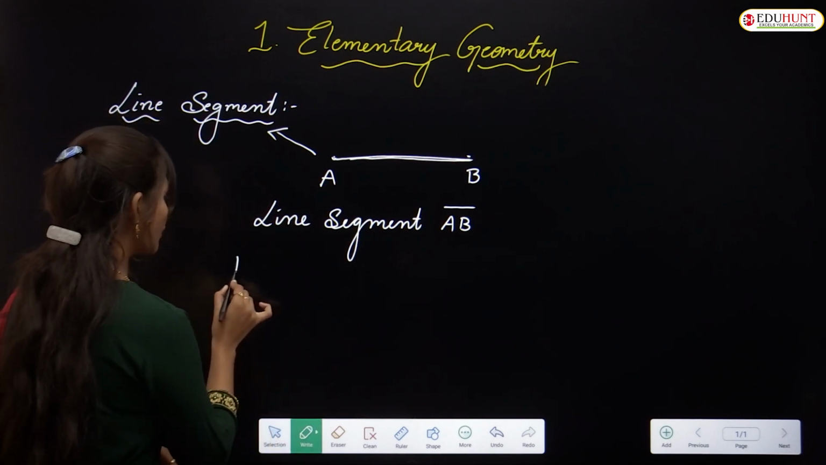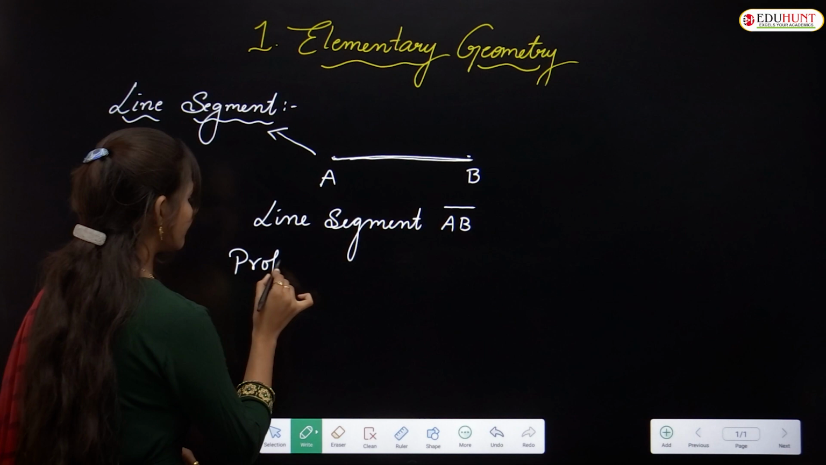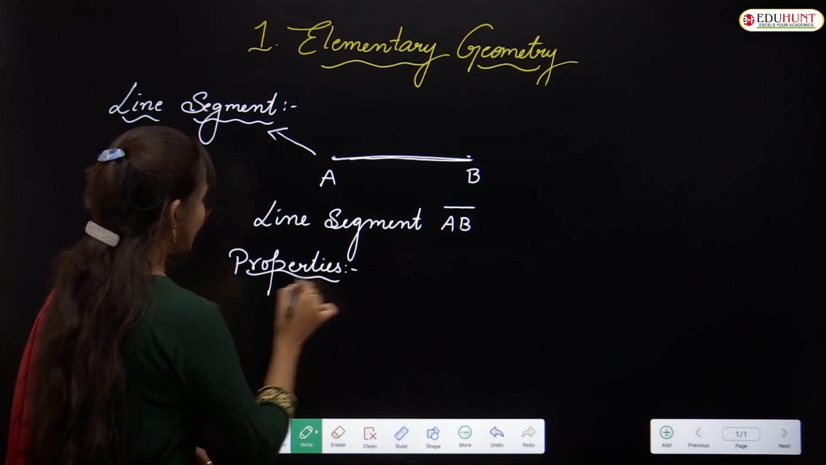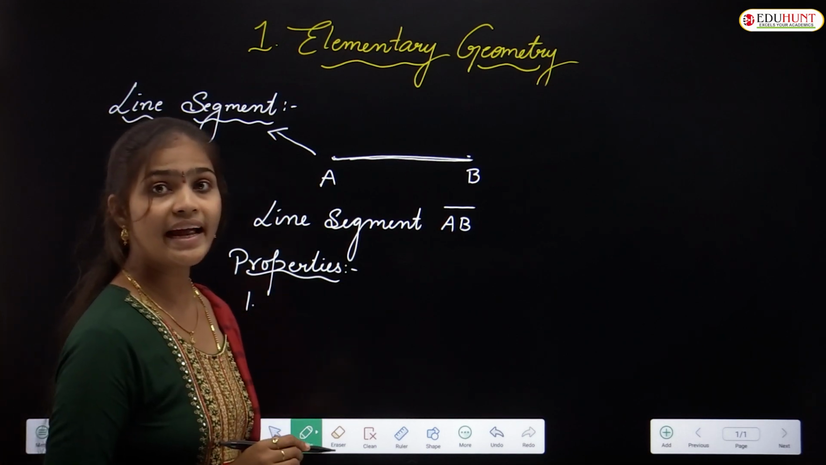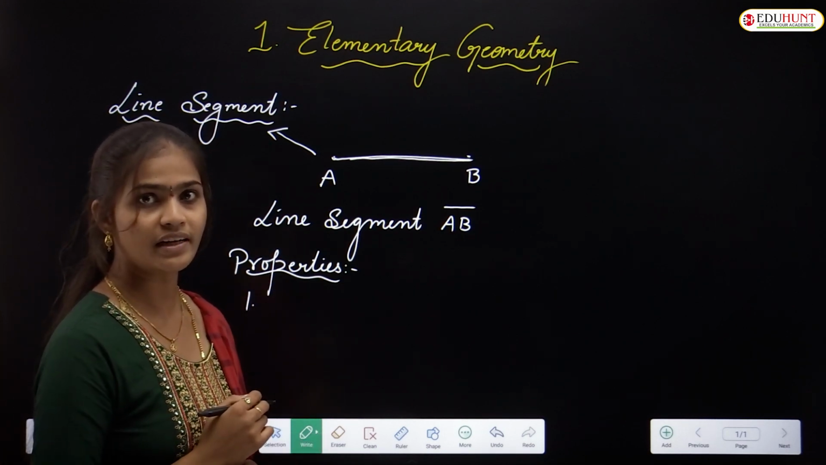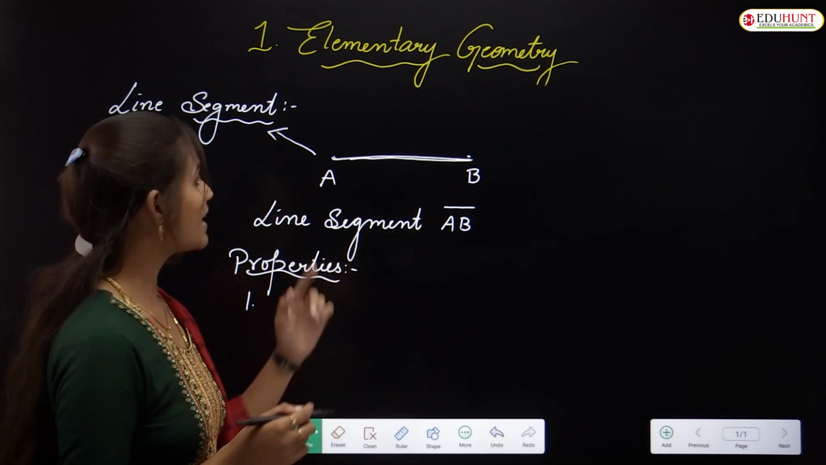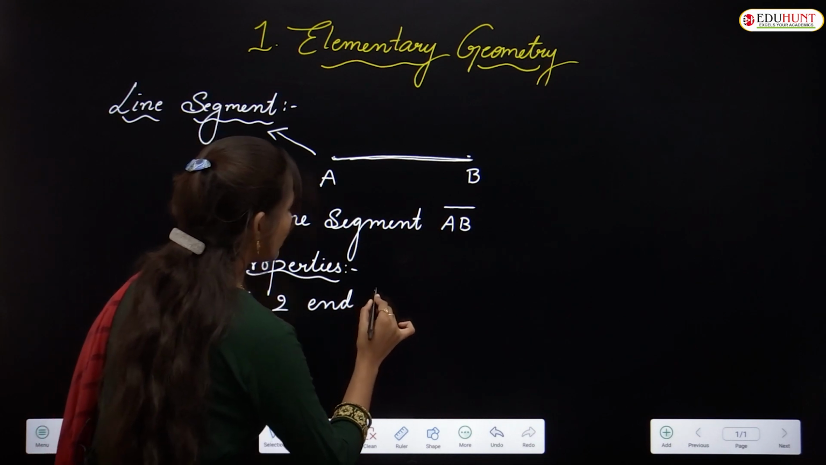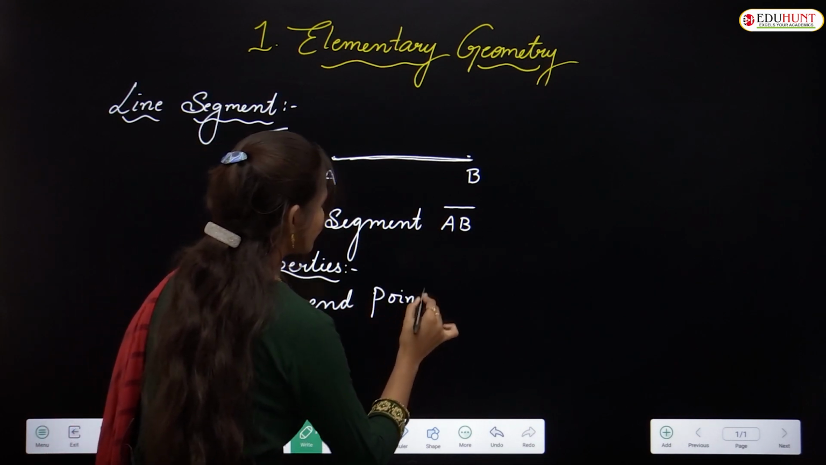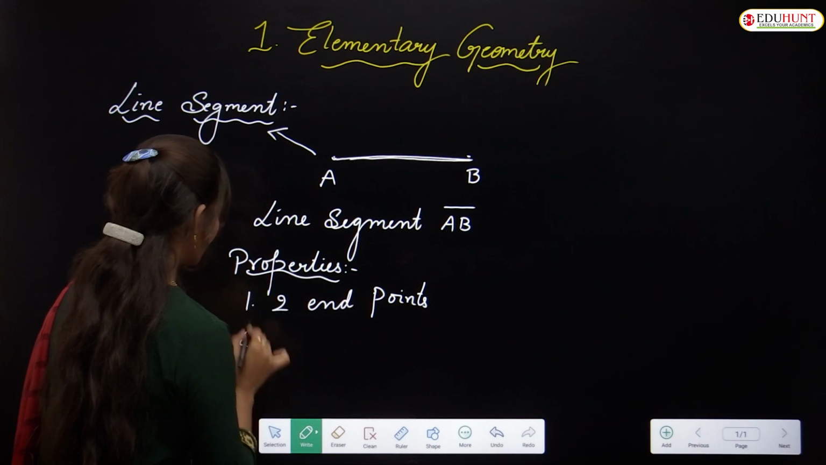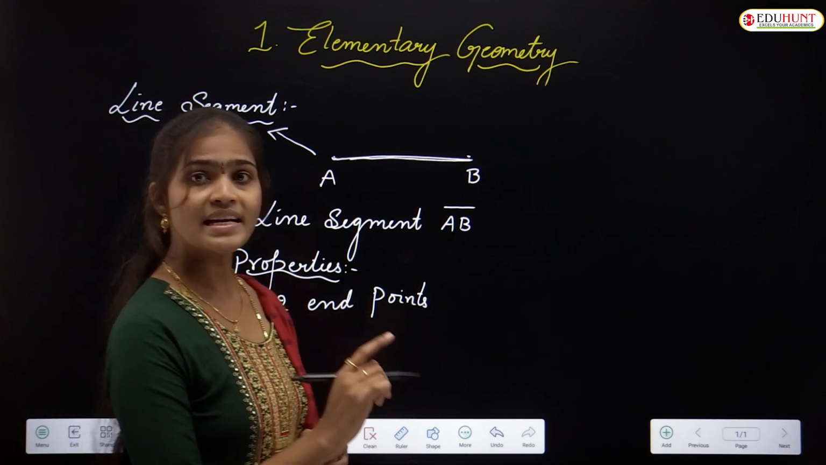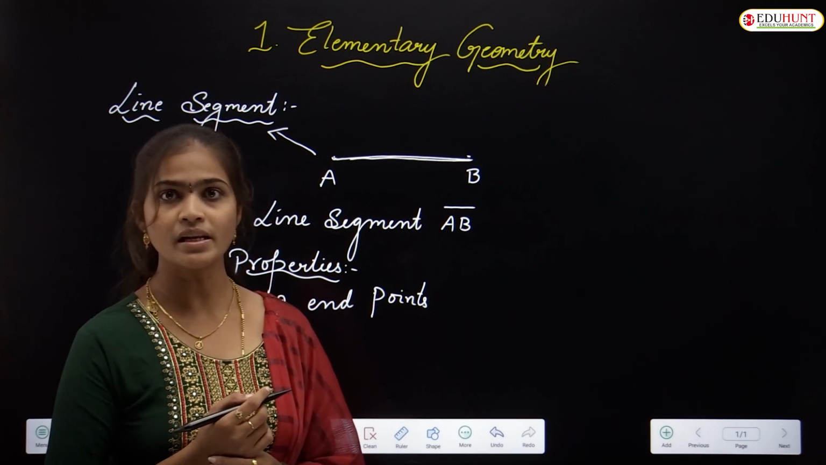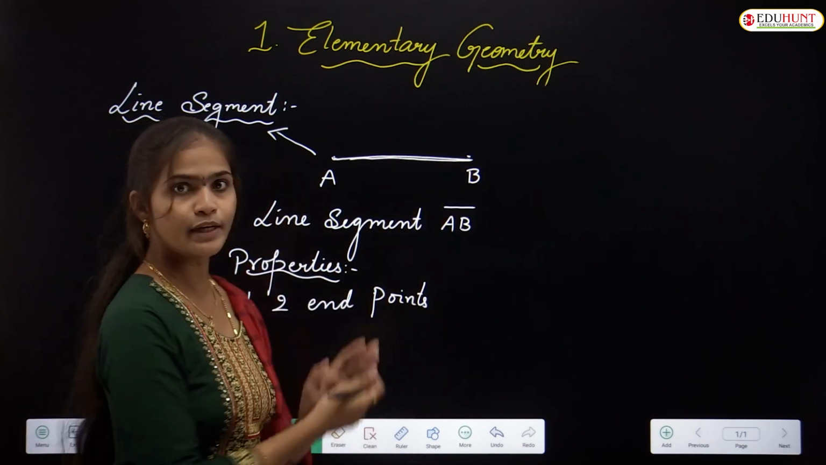So what are the properties of a line segment? The first property: how many endpoints does a line segment have? It has 2 endpoints. So a line segment has 2 endpoints. Next, is it possible to measure the line segment's length? Yes, obviously it is possible. Why? Because we have 2 endpoints.